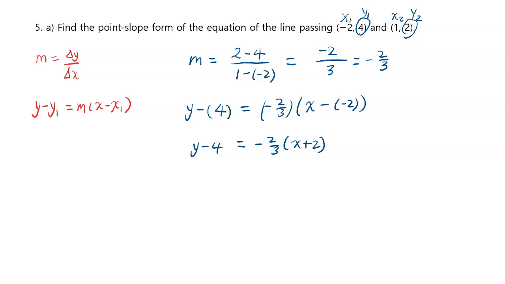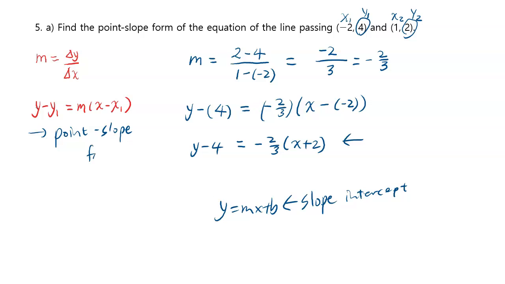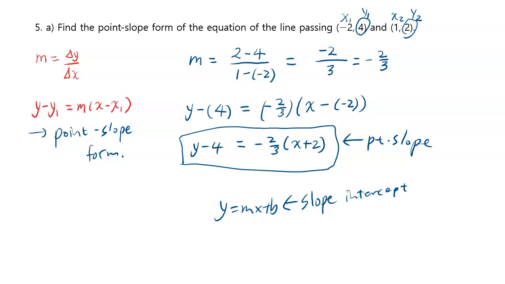Now you can further simplify this and multiply them out and then add the 4, but that would make this form y equals mx plus b, which we call the slope-intercept form, right? This formula here is what we call the point-slope form. And therefore, we don't want to multiply and simplify. This is where we want to stop, because this is the point-slope form. Okay? Alright.